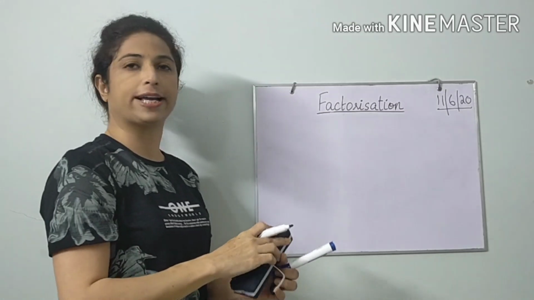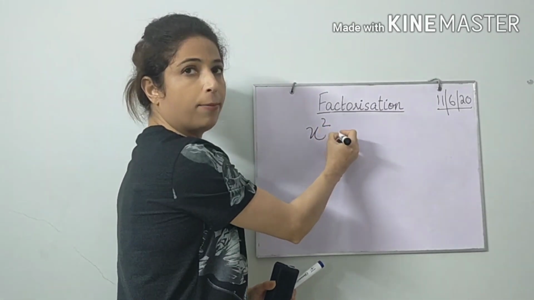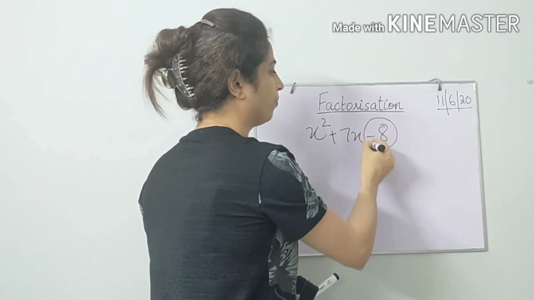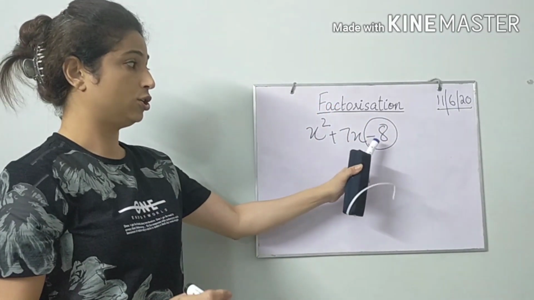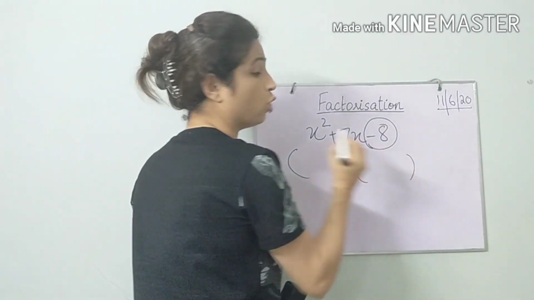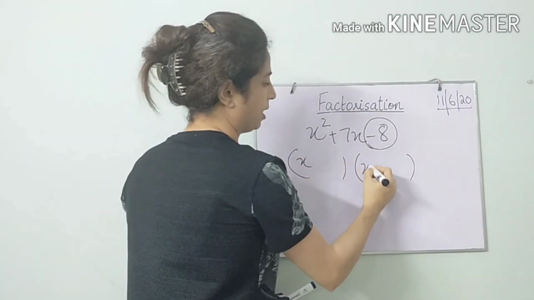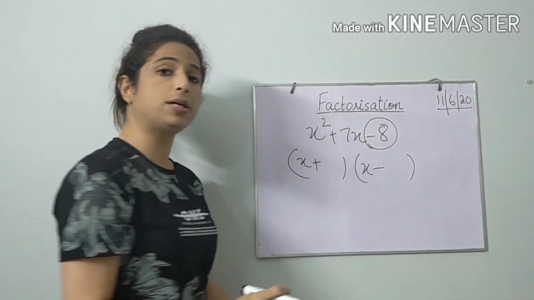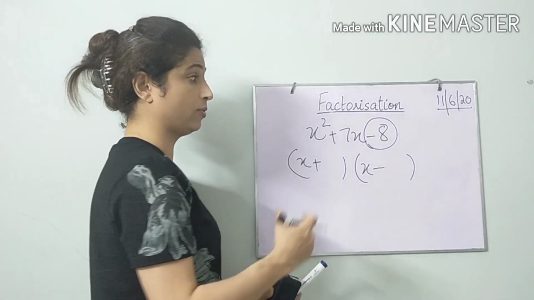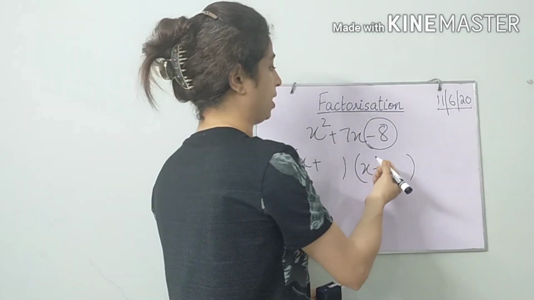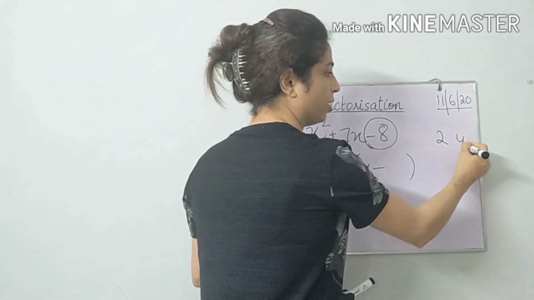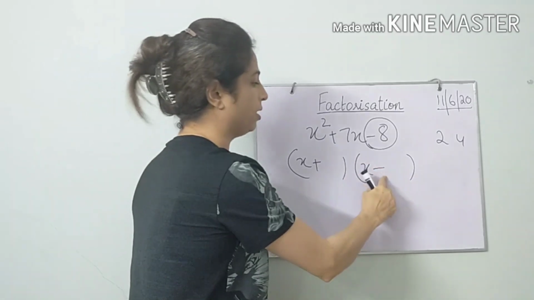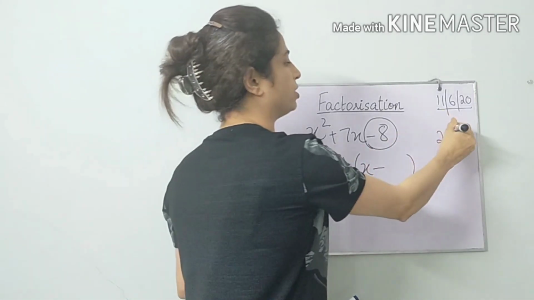So say our expression is x squared plus 7x minus 8. Again, we have minus 8 here, so our bracket will include two opposite signs. So x here, plus, minus, two numbers, the factors of 8, when we multiply them, should give us an 8. So let's say 2 and 4. It is giving us 8 when we multiply, but it won't give us a 7 when we add them using these signs. So we won't take these two numbers.